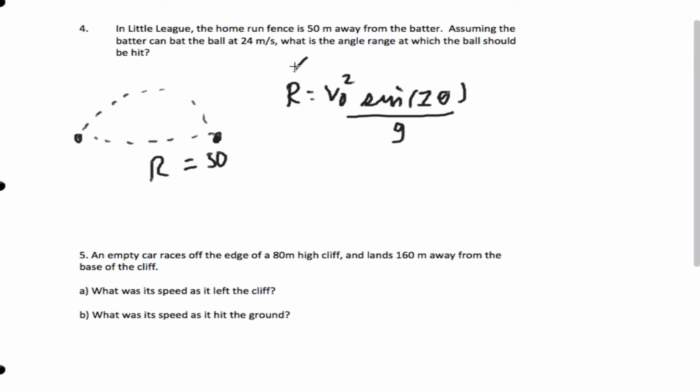For range, I'll use 50. For v naught, I'll put 24. Of course, I'll have to square it. For g, I'm going to end up putting 9.81. And I'm going to go ahead and solve for the range.